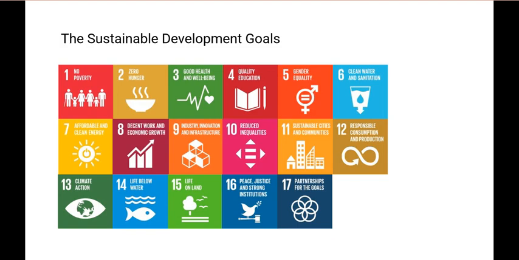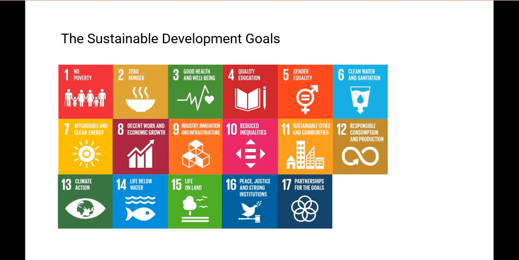The 11th goal is sustainable cities and communities. More than half of the world's population lives in urban areas today. By 2050, this proportion is expected to rise to 68%. Rapid urban population growth can outstrip the pace at which infrastructure such as clean water, sanitation, health, jobs, and education can be offered.